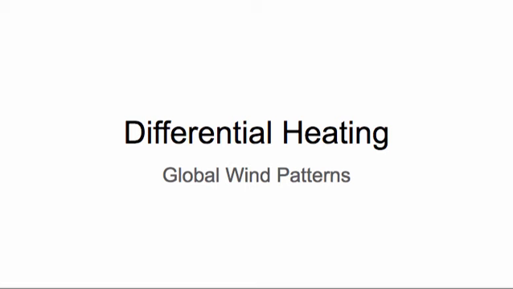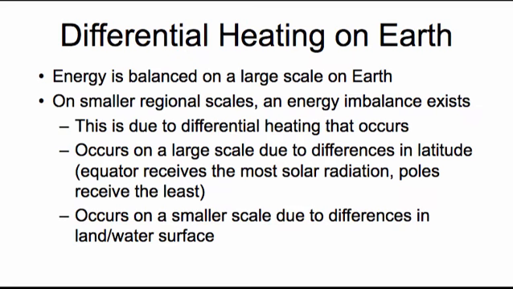Hi guys. Today we're going to talk about differential heating and how global wind patterns form across the Earth. So the first thing we need to know about differential heating is the energy is balanced on a large scale on Earth. So the energy coming in at the equator balances out by the energy being released at the poles. On smaller regional scales, though, there's an energy imbalance that exists, and this is due to differential heating.